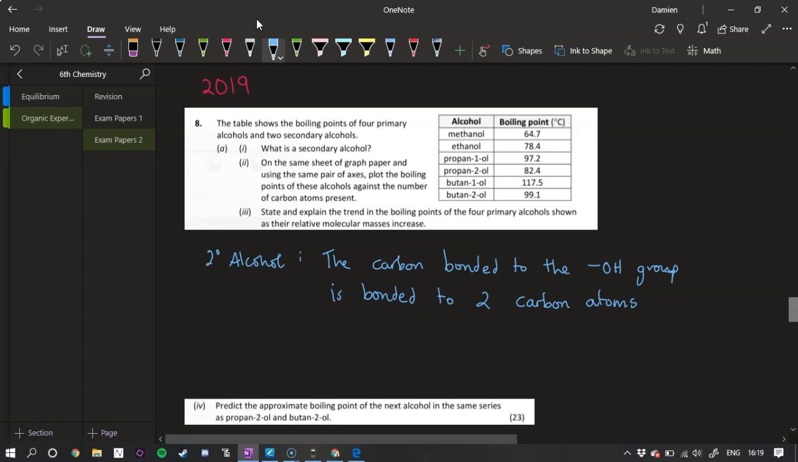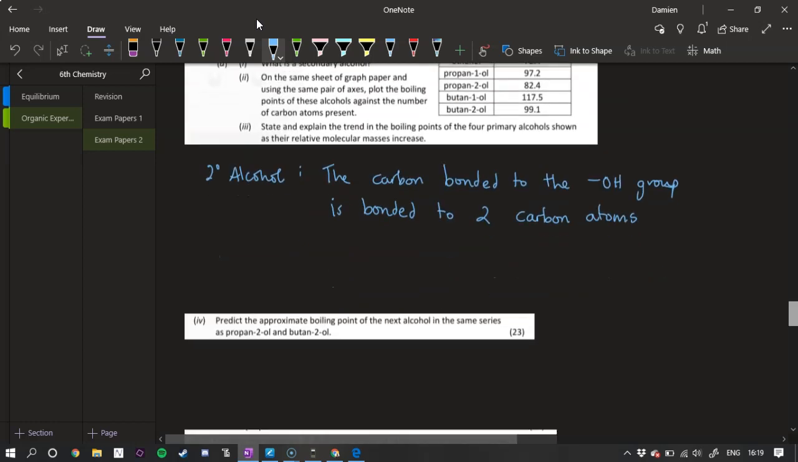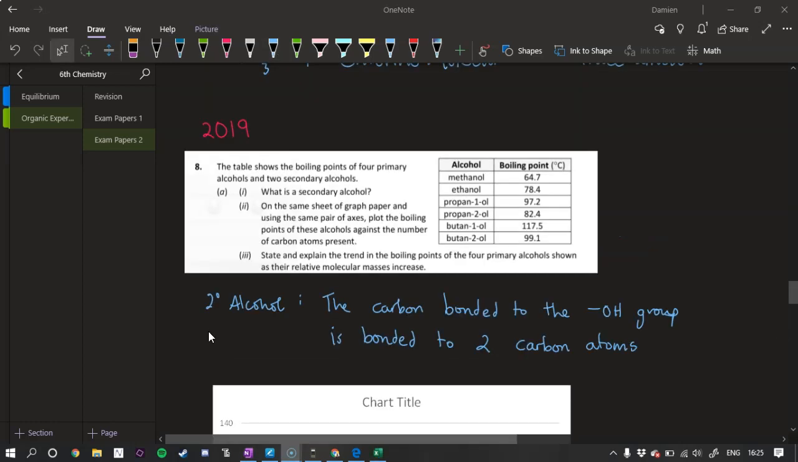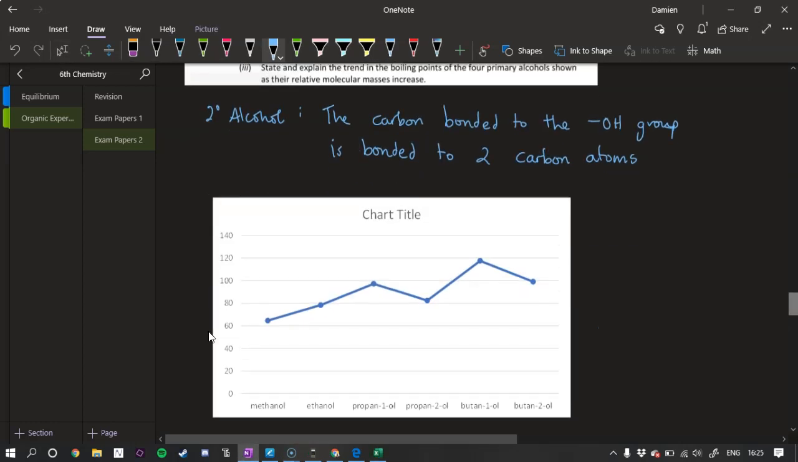On the same sheet of graph paper and using the same pair of axes, plot the boiling points of these alcohols against the number of carbons present. Okay, so I will try and do some sort of a graph on this, and I'll be back in a second. Okay, so we have this graph drawn out.